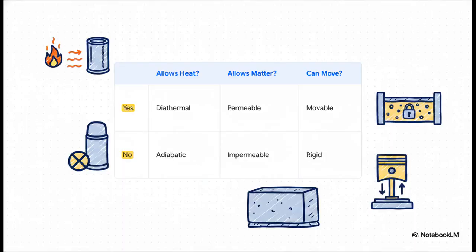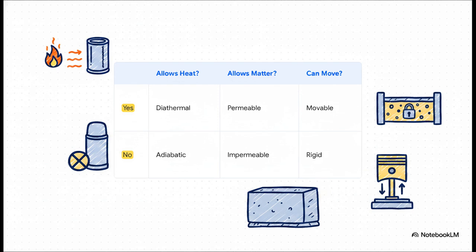This table here lays out the three key questions you always ask about a boundary. First, can heat get through? If yes, we give it a fancy name, diathermal. Just think of a simple metal pot. If no, we call it adiabatic. That's your perfect insulator, like an ideal thermos. Second question, can matter cross it? If stuff can get through, it's permeable, like a cell membrane. If not, it's impermeable, like that sealed can again.